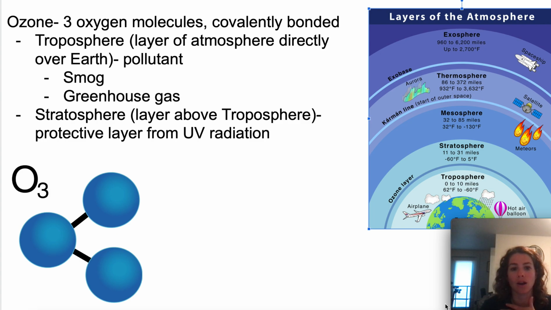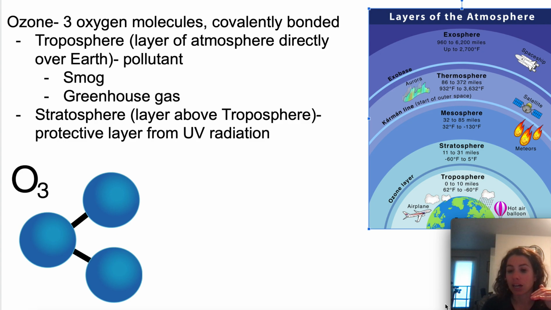Ozone in the troposphere is a pollutant, and we talked about it in the air pollution unit in Unit 7. The troposphere is the layer directly on top of Earth, and that's not what we're talking about today. Today we're talking about stratospheric ozone. If you remember, the stratosphere is the layer above the troposphere.